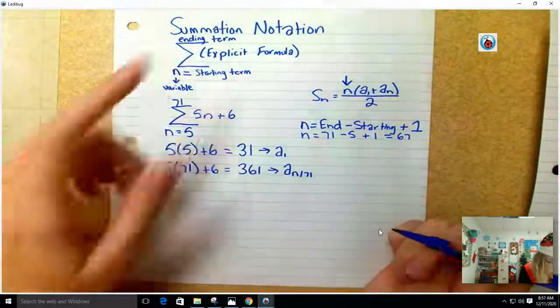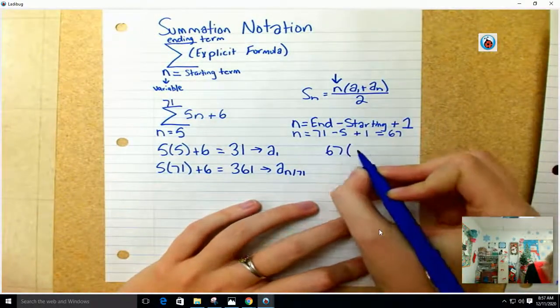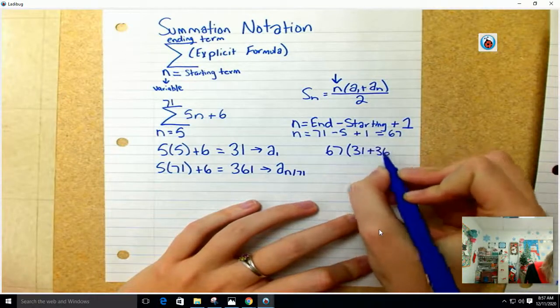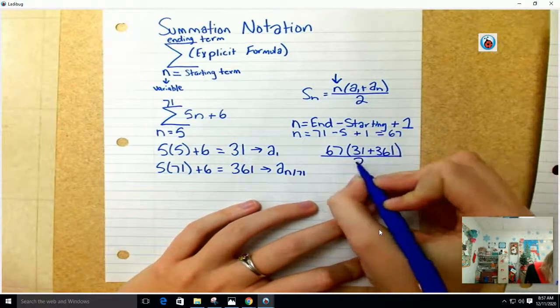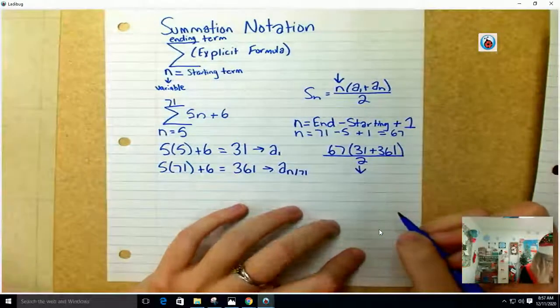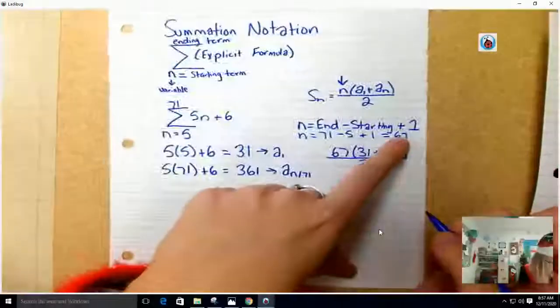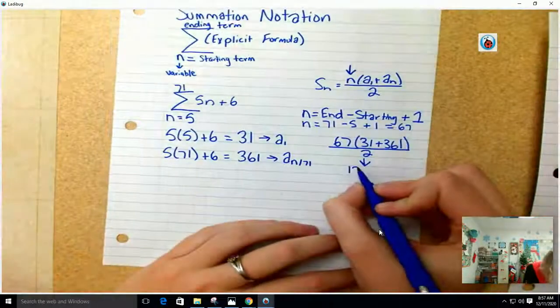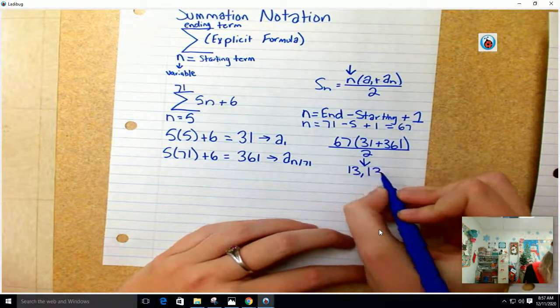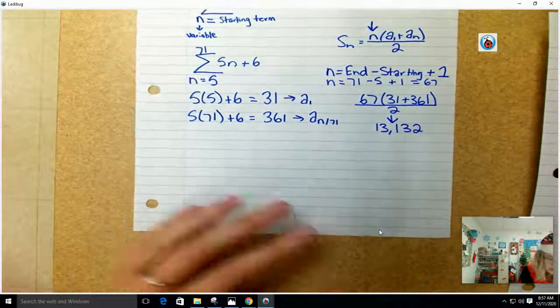So now that I have all this, I'm able to use this formula. That's going to give me 67 times 31 plus 361 over 2. I type that in my calculator, and that's going to tell me that the sum of the terms from 5 to 71, all 67 of those terms, is going to be 13,132. So let's do another example.